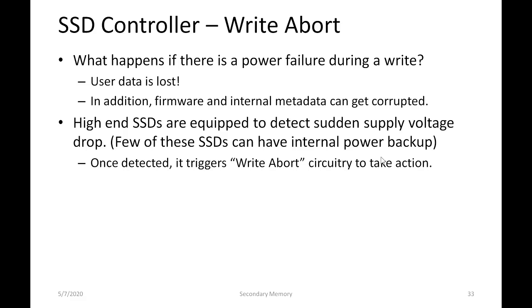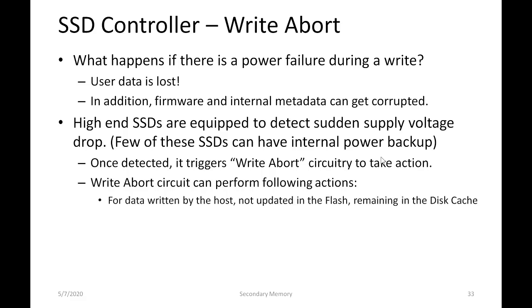Once such a sudden voltage drop has been detected, the same circuit will trigger the write abort circuitry. This write abort circuit can do one of the following actions. For the data that has been returned to the host and which is not updated in the flash yet, it means that it is residing in the disk cache. It can do two writes of the same logical block to two physical pages as a backup. If you remember, the redundancy will reduce the percentage of failure. So two blocks will have the same data.